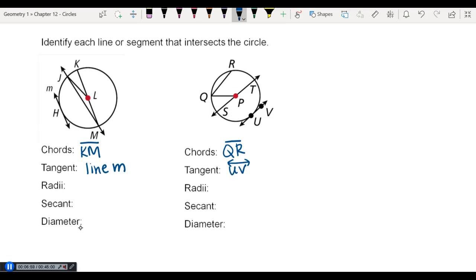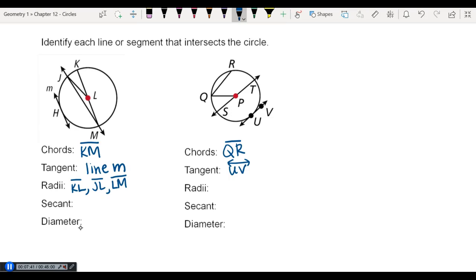The first picture actually has 3 radii. Remember, radii is the plural form of radius. What's 1 radii in this picture? KL. And KL should have what over it? A segment, right? What's another one? JL, I think I heard someone say. And what's the last one? ML or LN. So each of these is the radii. Okay. This second picture also has 3 radii.